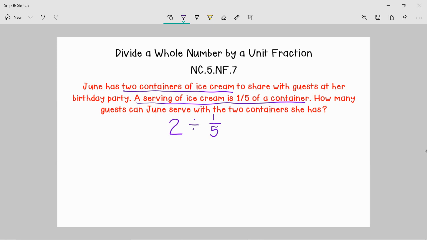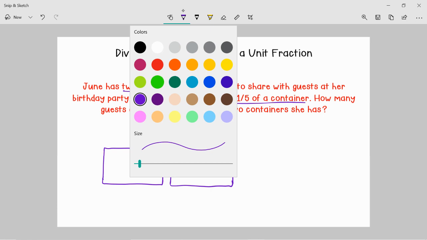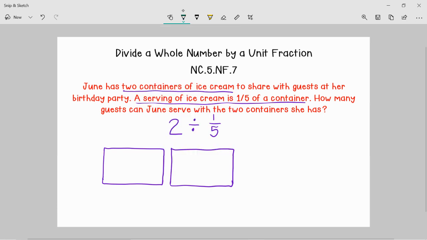So to begin to solve this, I'm first going to represent the 2 whole containers of ice cream. I'm just going to use some rectangles. So there is 1 container of ice cream, and there's a second container of ice cream. And now we need to figure out how many fifths there are in these 2 containers. Again, we're figuring out how many fifths there are since 1/5 of a container is a serving, and we want to know how many guests she can serve. So that means we will split each of these containers into fifths. I'm going to split them into 5 equal parts.